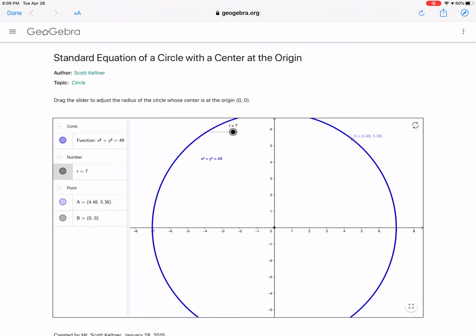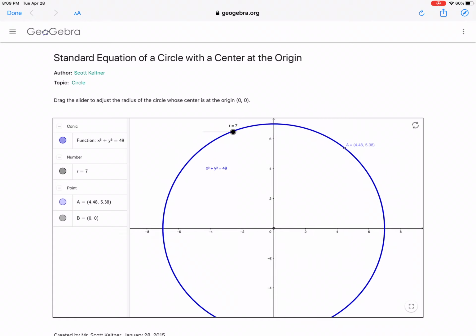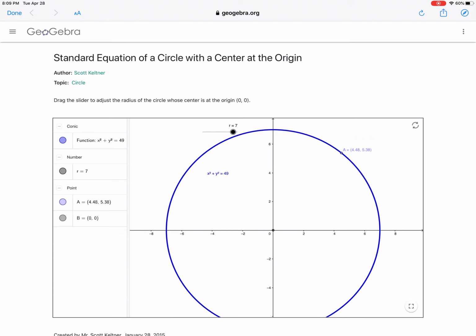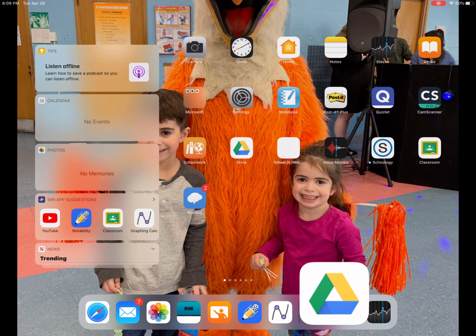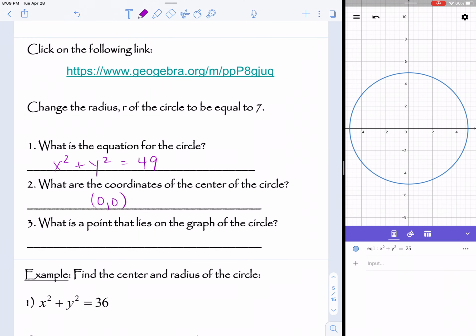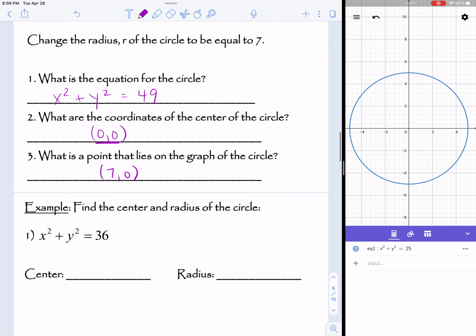Going back to it, we have the 7, 0, negative 7, 0, positive 7, 0, and 0, negative 7 as well. So what is the point that lies in the circle? I'll put 7, 0. Okay, because that's 7 units to the right of that 0, 0. We'd also go 7 units left, 7 units up, and 7 units down.